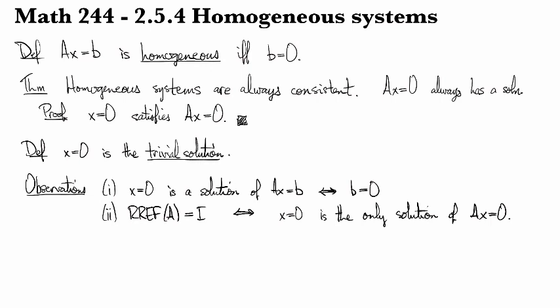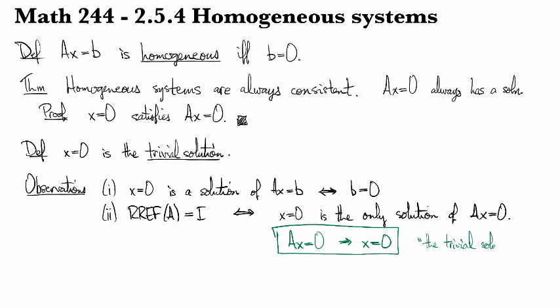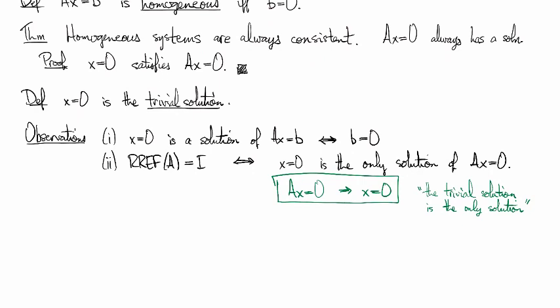This one is often written, and I'll write it in the future, as saying AX equals 0 implies x equals 0. This is shorthand for saying that the trivial solution is the only solution, because it's saying if x is a solution, then x has to be 0. So there can be only one. And we have a couple of further observations.